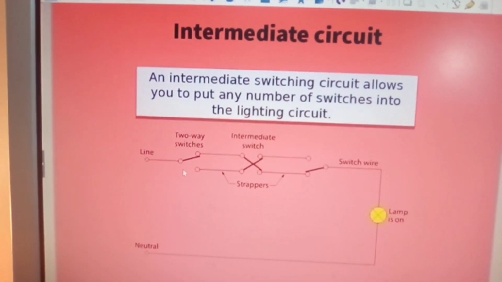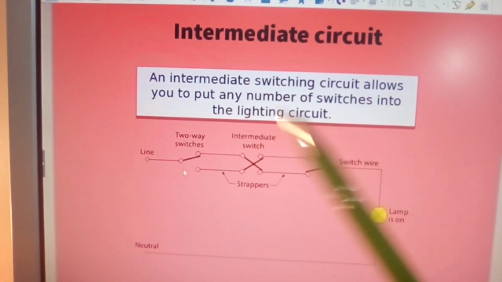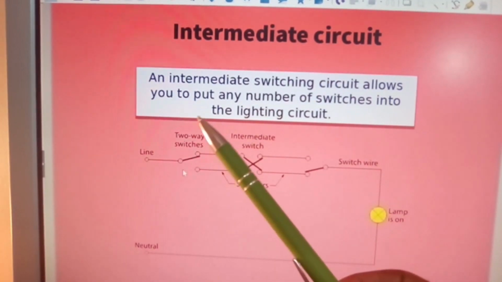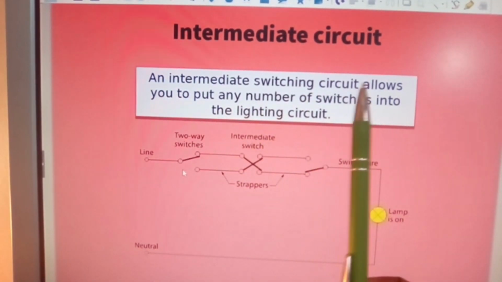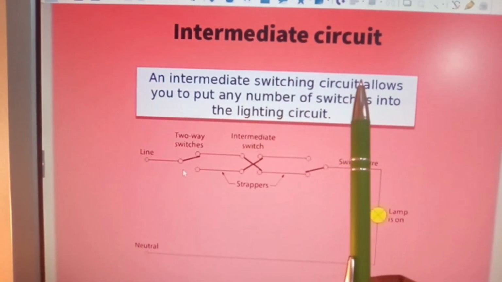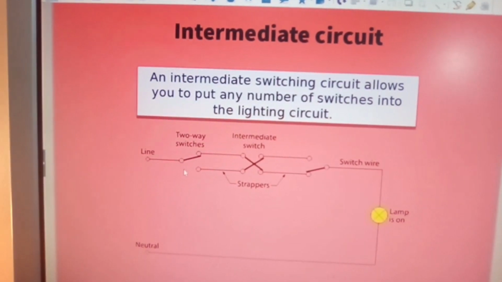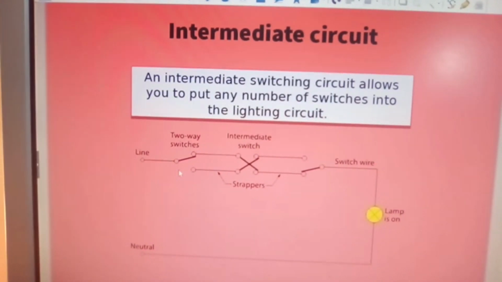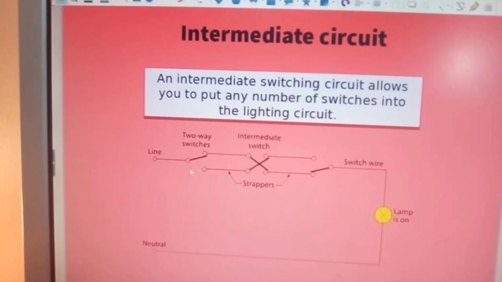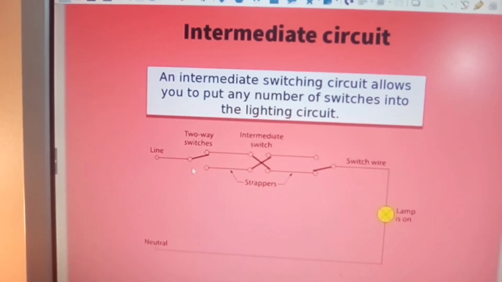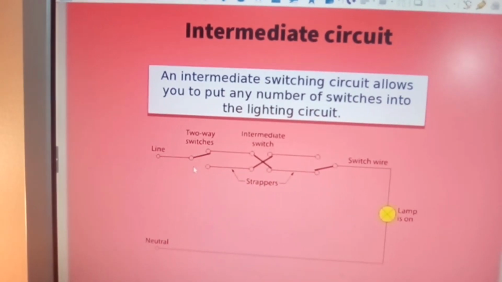Right, here we have an intermediate circuit. An intermediate switching circuit allows you to put any number of switches into the lighting circuit. And here we can switch this light on from 3 locations or even more, providing we add additional switches.